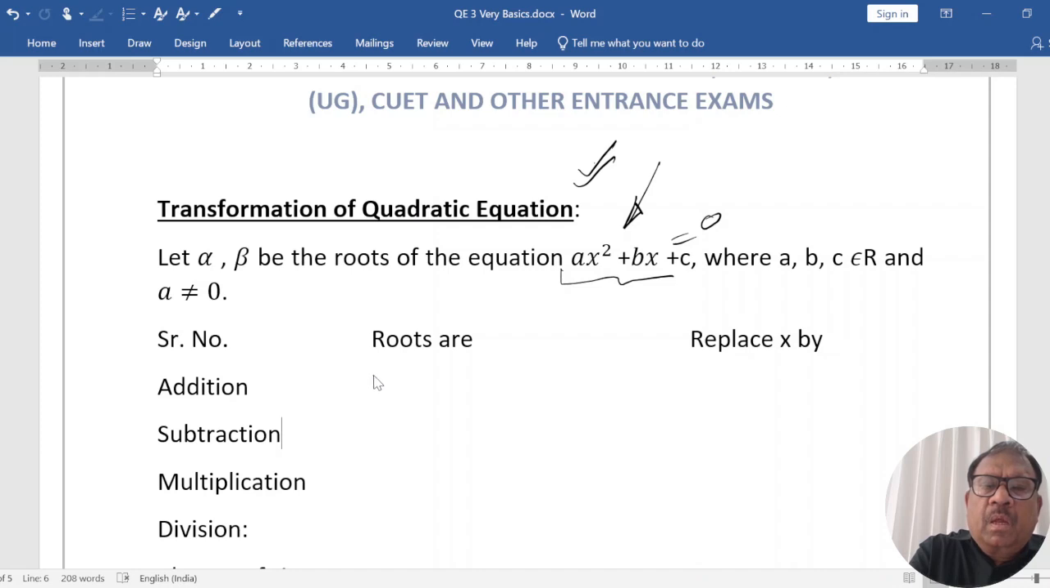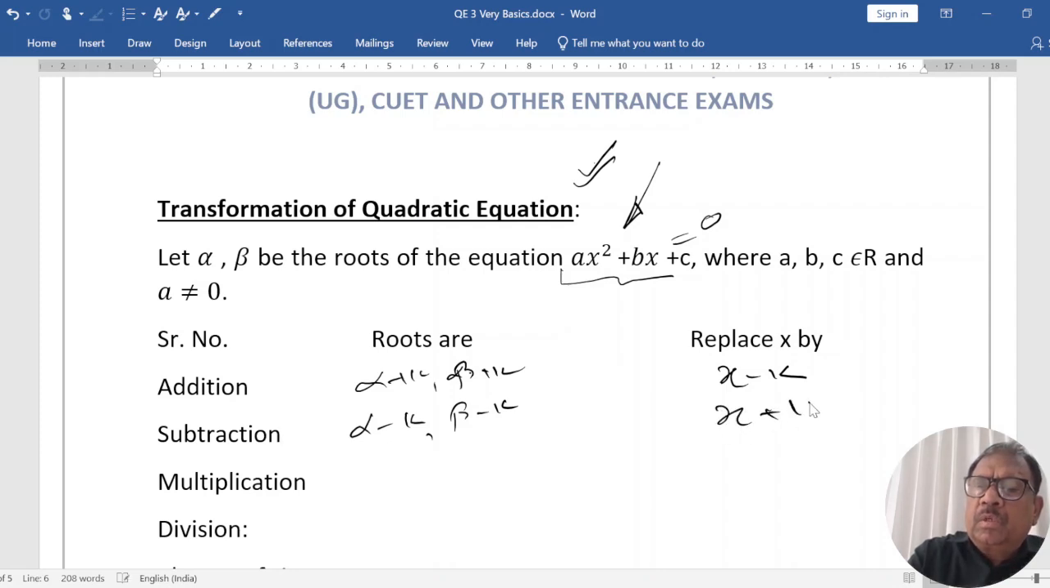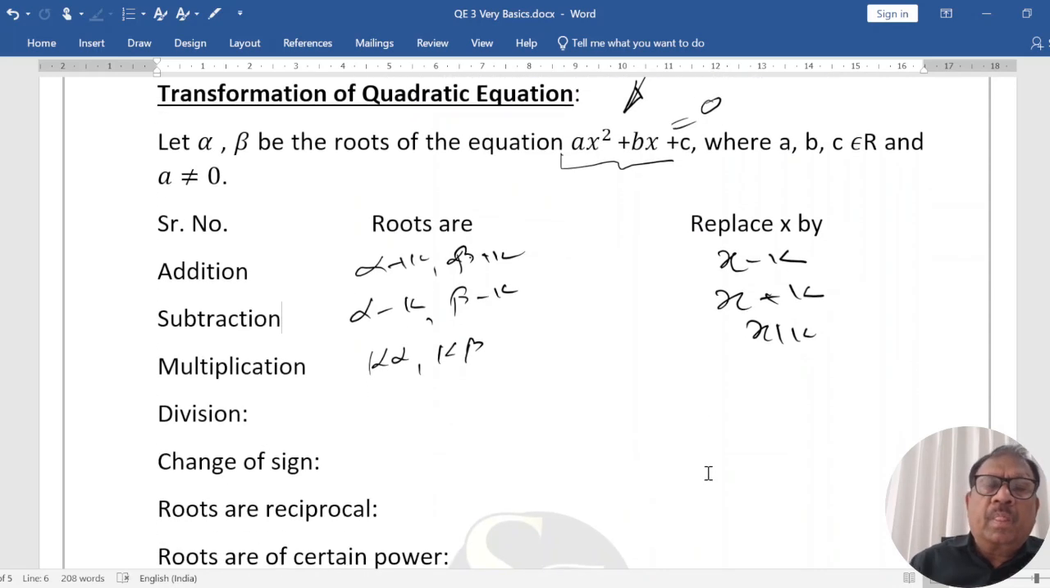Roots are added by a certain number: alpha plus k, beta plus k. Replace x by x minus k. Subtraction: alpha minus k, beta minus k. Replace x by x plus k. Multiplication: k alpha, k beta. Replace x by x by k. Division: alpha by k, beta by k. Then replace x by kx.